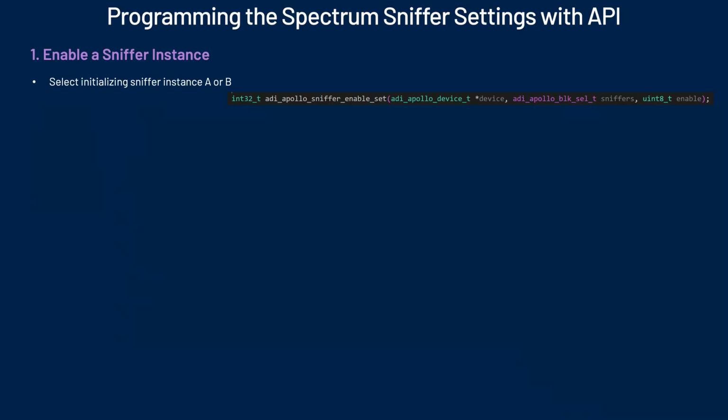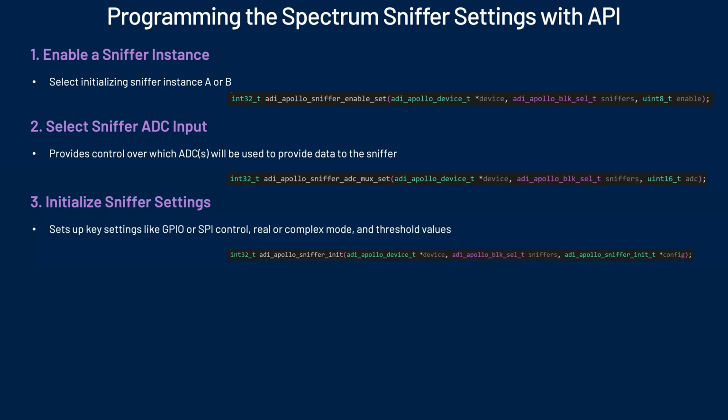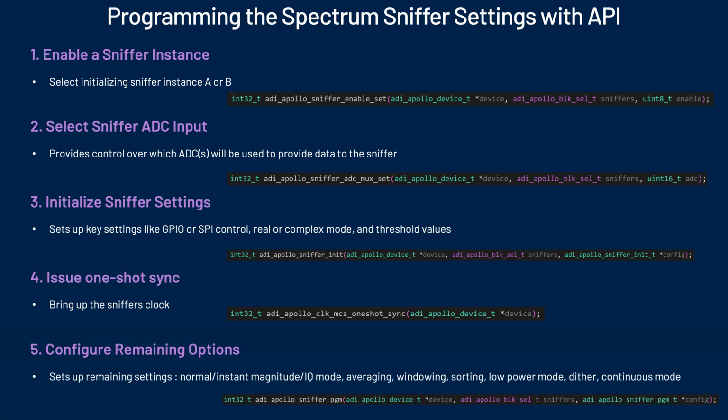To enable and configure the sniffer for data capture, the user can use the following API commands in sequence. First, enable a sniffer instance, A or B, using the function shown. Then, select the ADCs that will provide data to the sniffer. Set the data fields of the struct sniffer init, which programs the sniffer settings, and initialize those by executing the sniffer init function. Bring up the sniffer clocks by issuing a one-shot sync to Apollo.